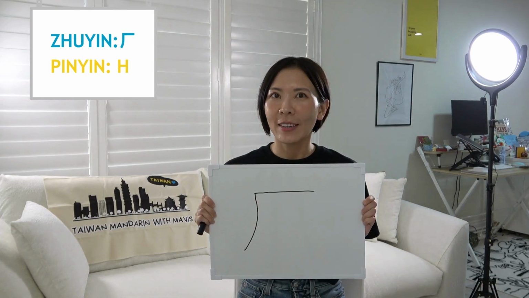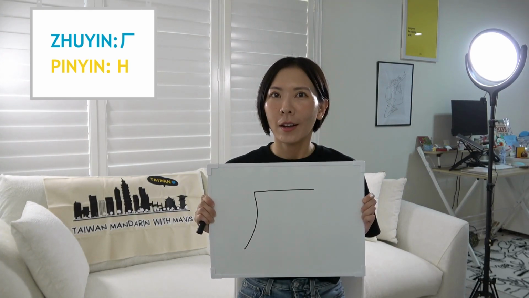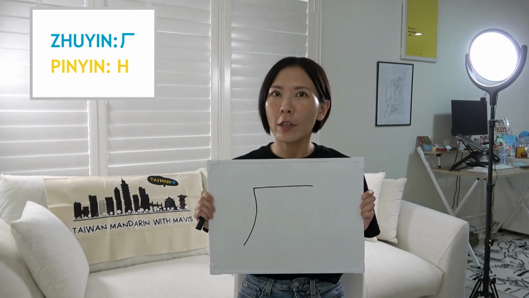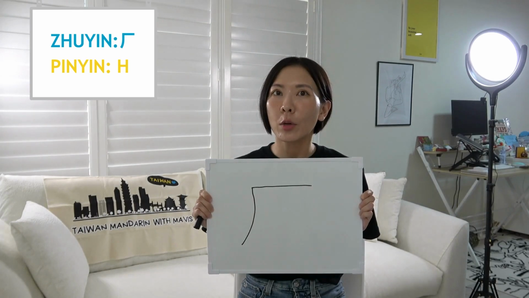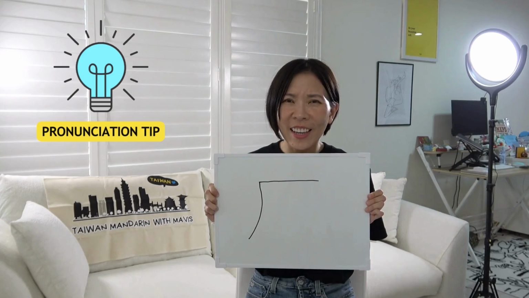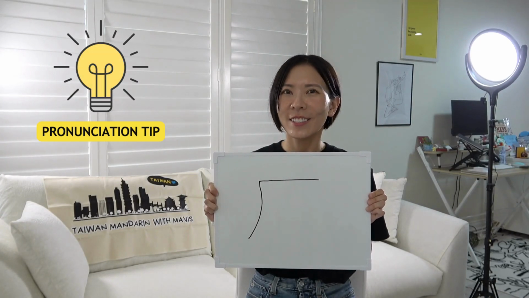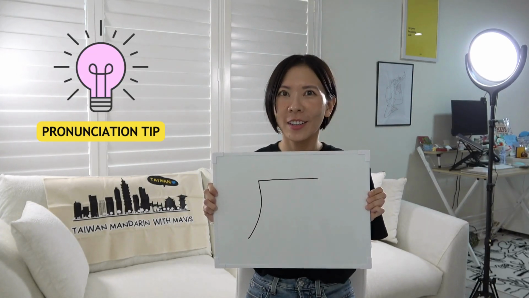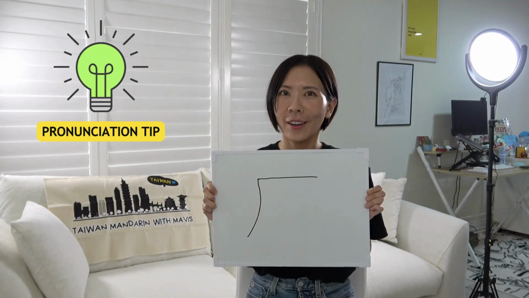Repeat after me. H. The equivalent would be how you pronounce the letter H in Pinyin, which is also H. Huh? What did you say? Huh? Yes, just like that. H, H, H. For the last set of the three consonants, you've probably already noticed that your tongue and lips do not touch at all when making these sounds. G, K, H.